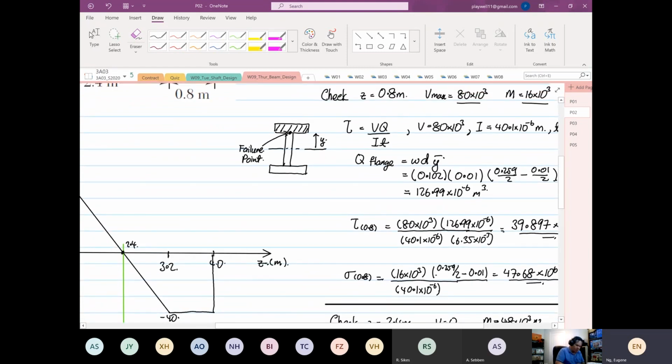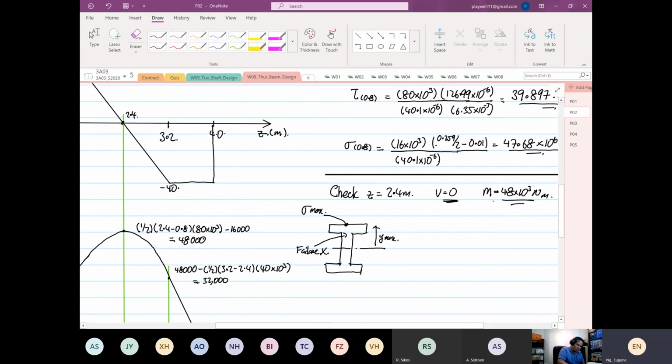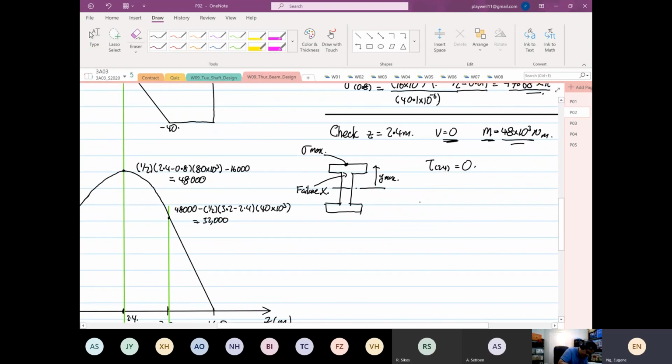Your failure will occur based on moment where the Y is at the maximum. So for this case, it's the stress at 2.4. Okay, let's look at the shear at 2.4. So the shear at 2.4 is equal to 0, right? 0 shear stress.